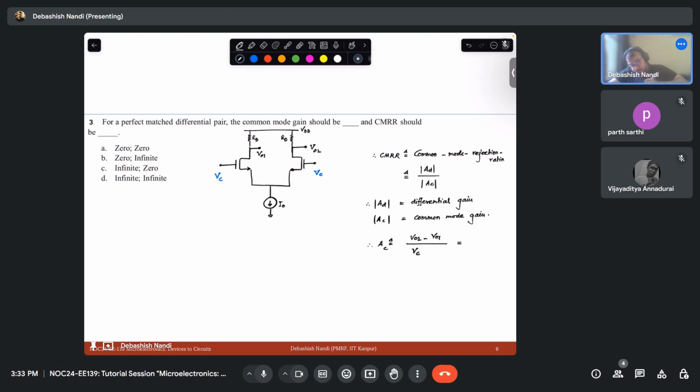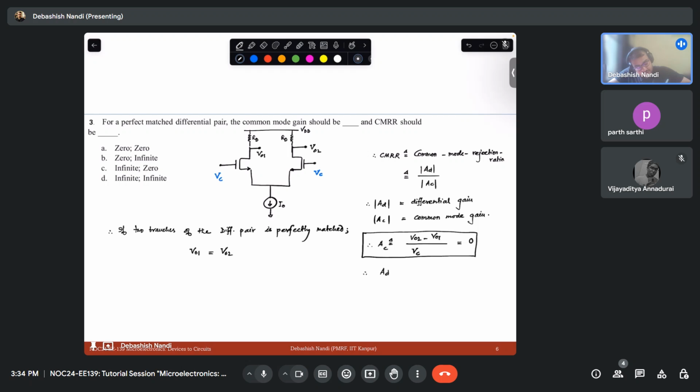So if the two branches of the differential pair are perfectly matched, what can you say about VO1 and VO2? They will be equal. Yes sir. So what is your AC? Your common mode gain is 0.